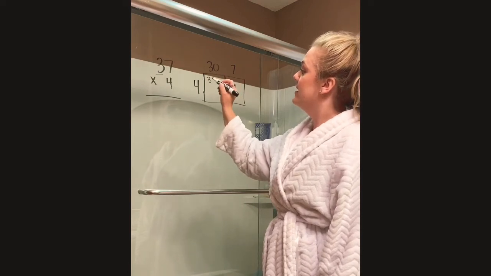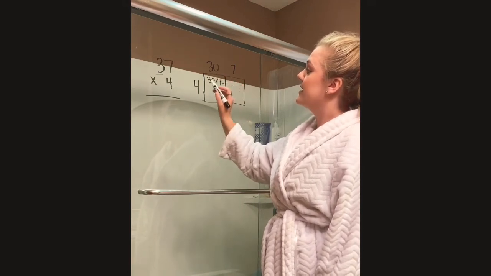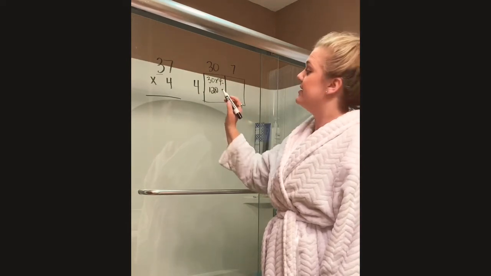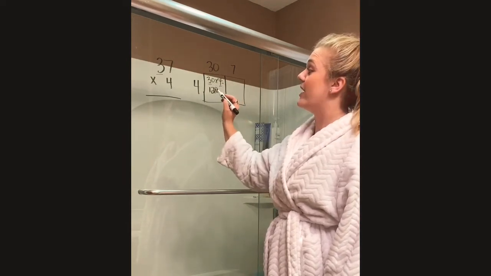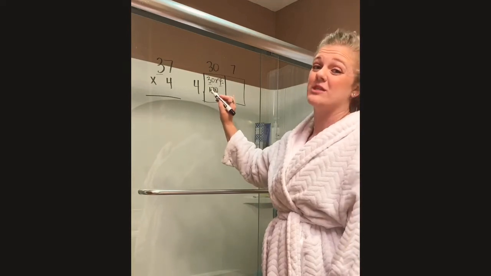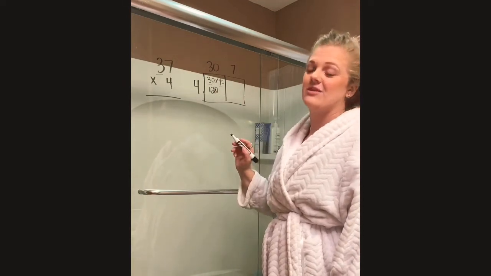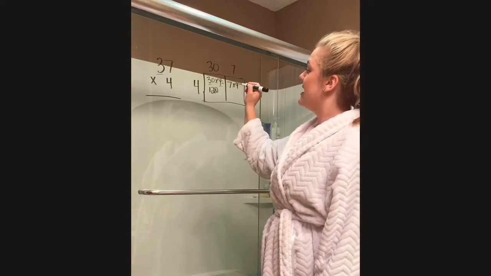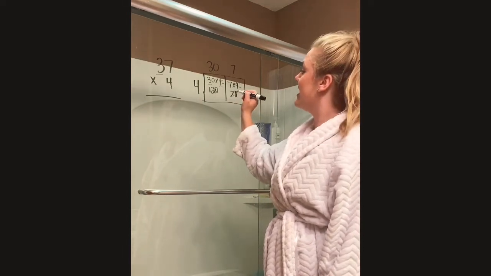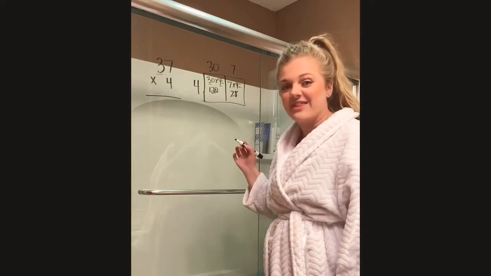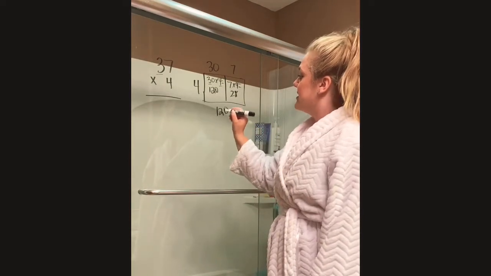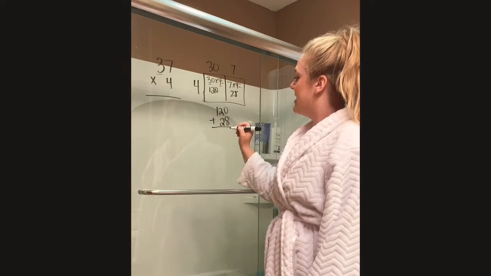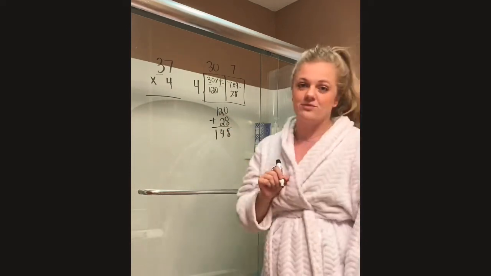30 times 4, okay? 30 times 4 is 120, and we know that because 3 times 4 is 12, but this is actually 30, so we need to multiply our 12 by 10 to get 120. Over here we have 7 times 4, and we know that's 28. To finish it off, we add them together. Find the sum of the two areas together. 120 plus 28 equals 148.